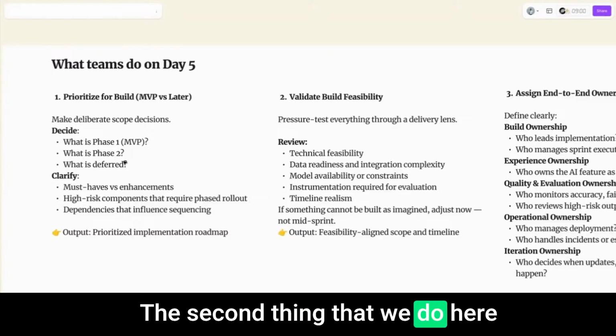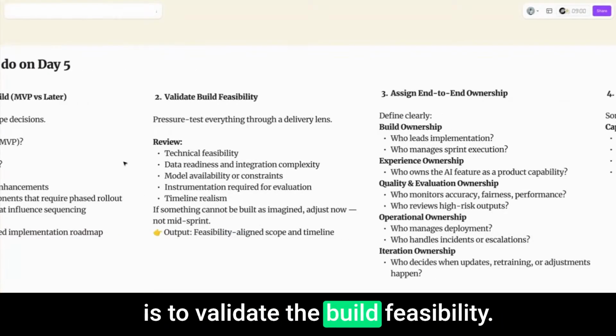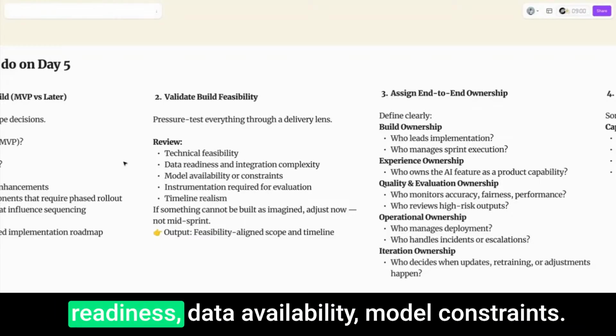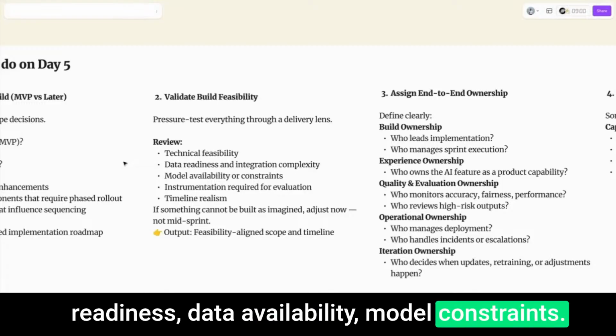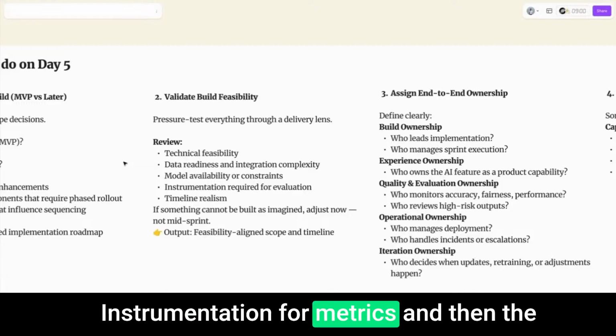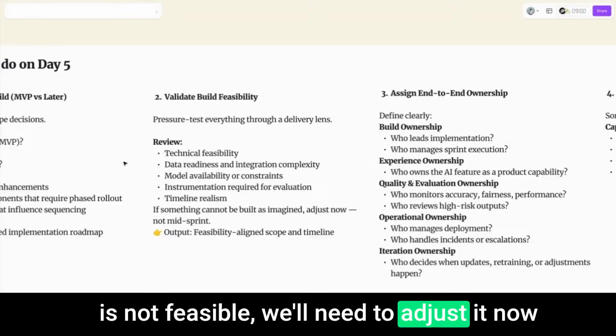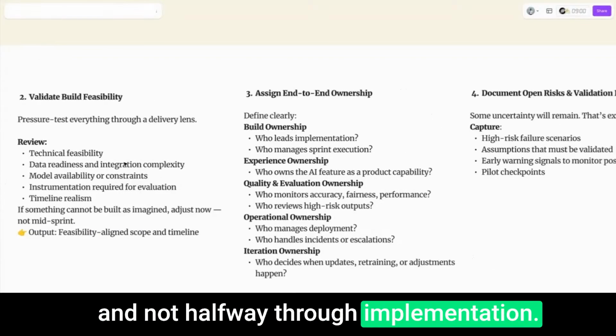The second thing that we do here is to validate the build feasibility. We pressure test some of the things like technical readiness, data availability, model constraints, instrumentation for metrics, and then the timeline realism. Because if something is not feasible, we'll need to adjust it now and not halfway through implementation.